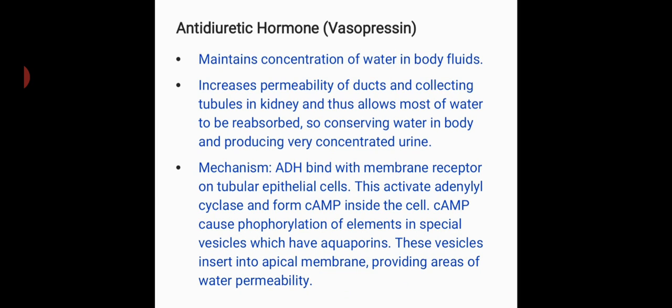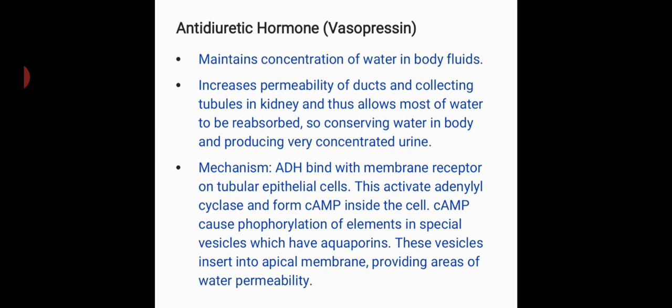In the absence of ADH, the collecting tubules and ducts of nephrons become almost impermeable to water. So reabsorption of water does not take place and extreme loss of water into urine occurs. In the presence of ADH, permeability of ducts and tubules to water greatly increases and allows most of the water to be reabsorbed, thereby conserving water in the body and producing concentrated urine.